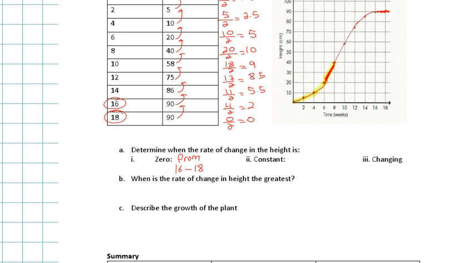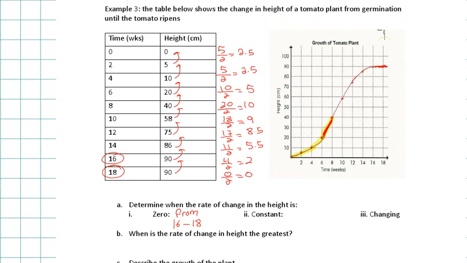When was the slope constant? The slope is constant between 0 to 4, right? That's when the slope is constant. Well, 0 to 2 was 2.5, 2 to 4 was 2.5, right? So constant between this and this.